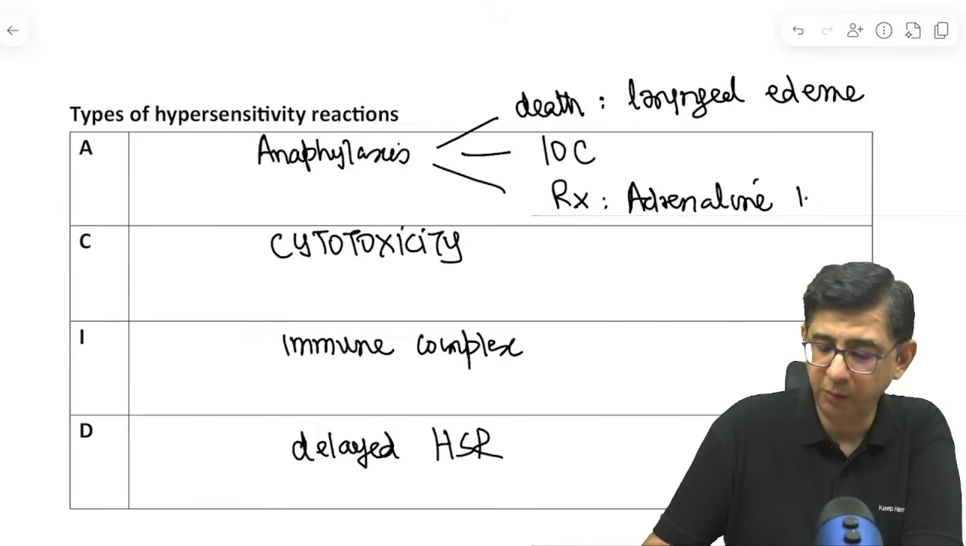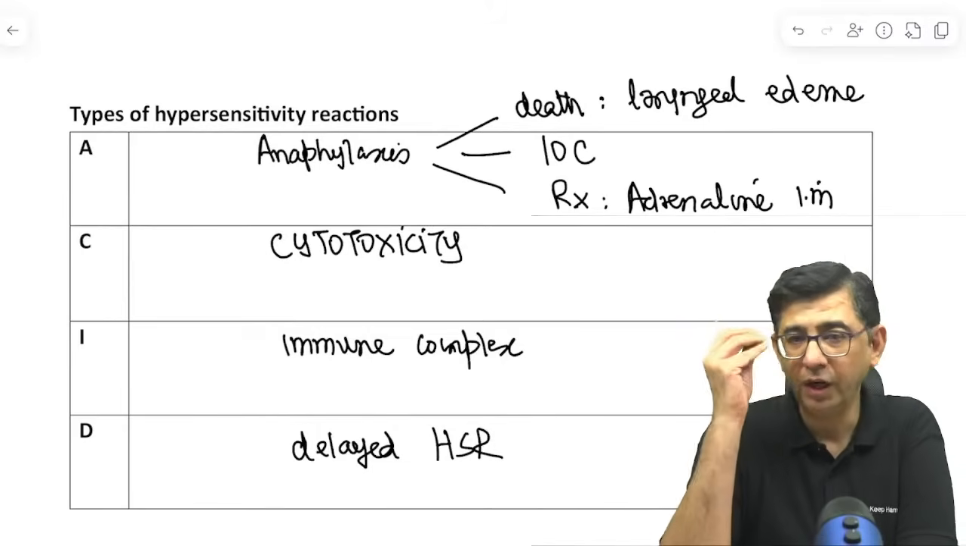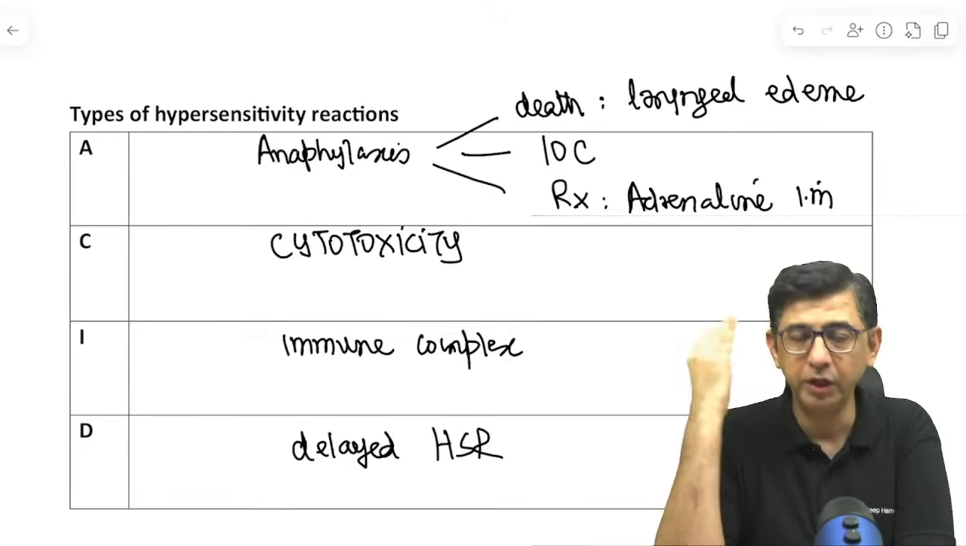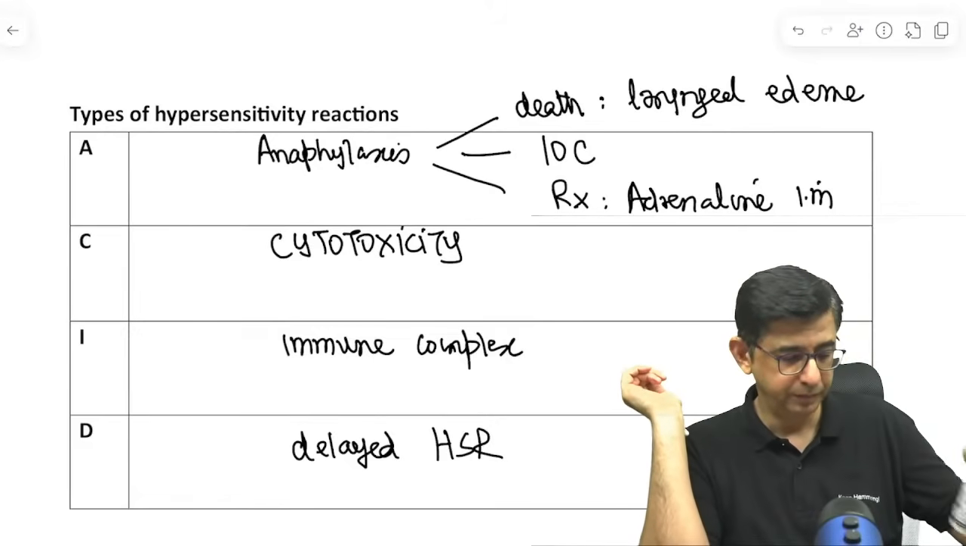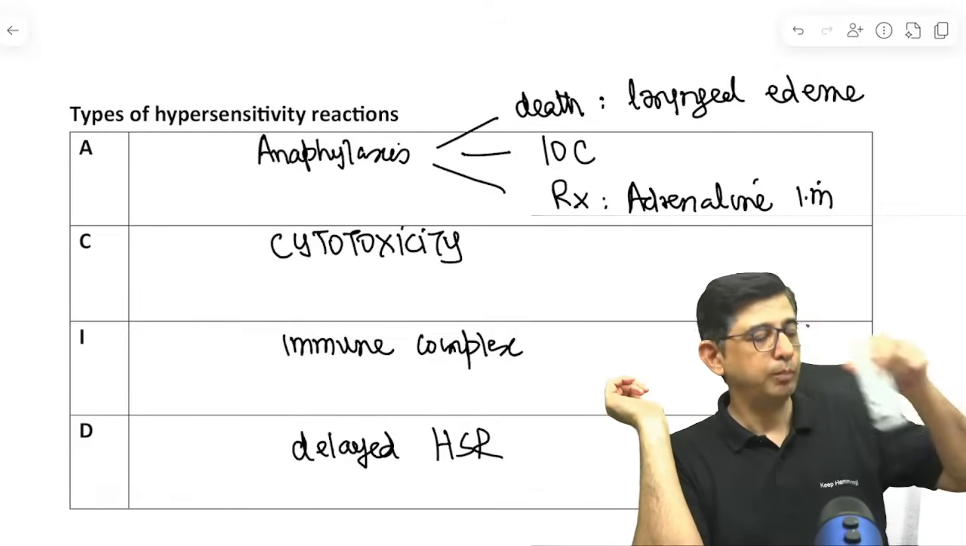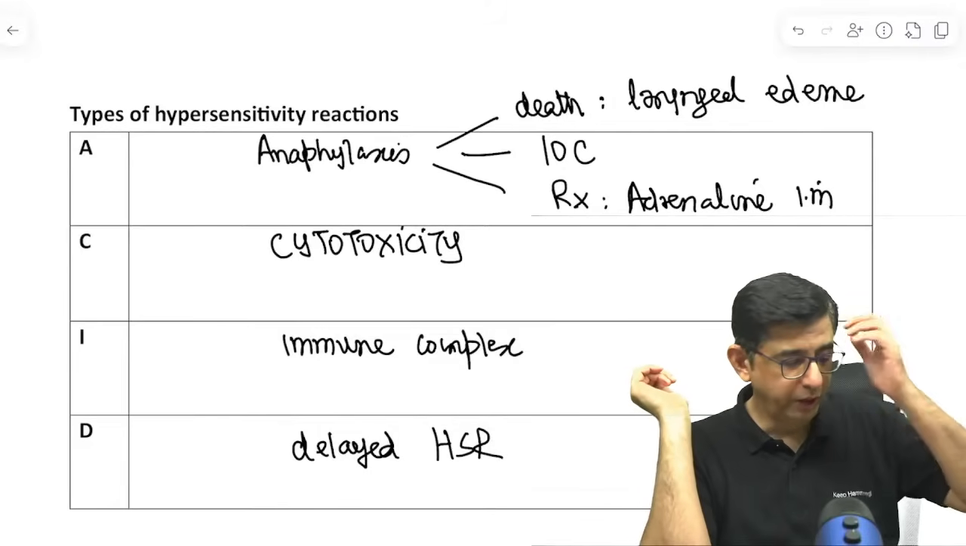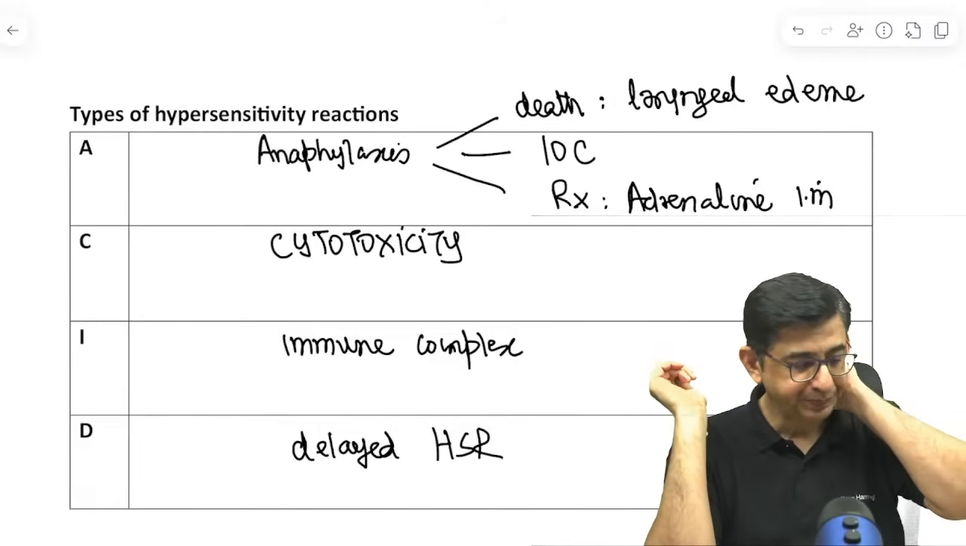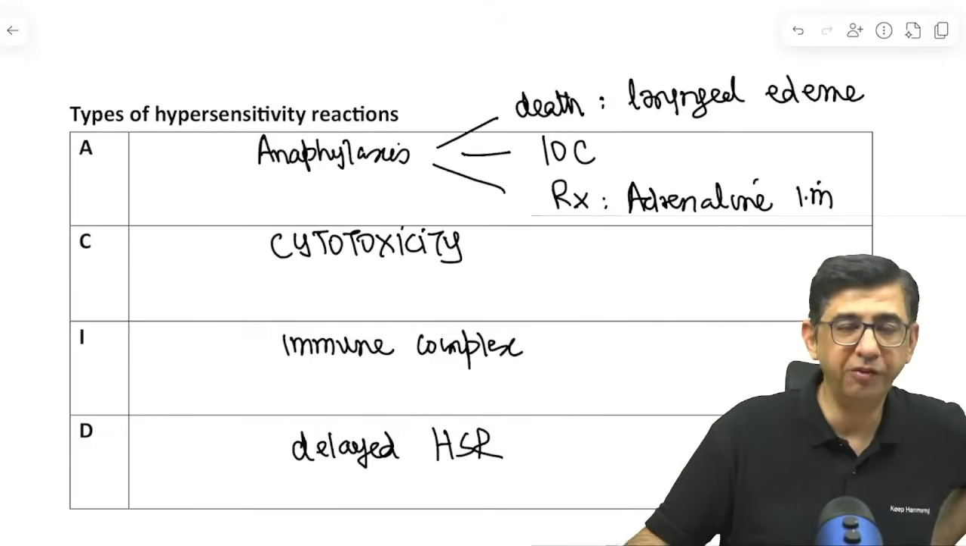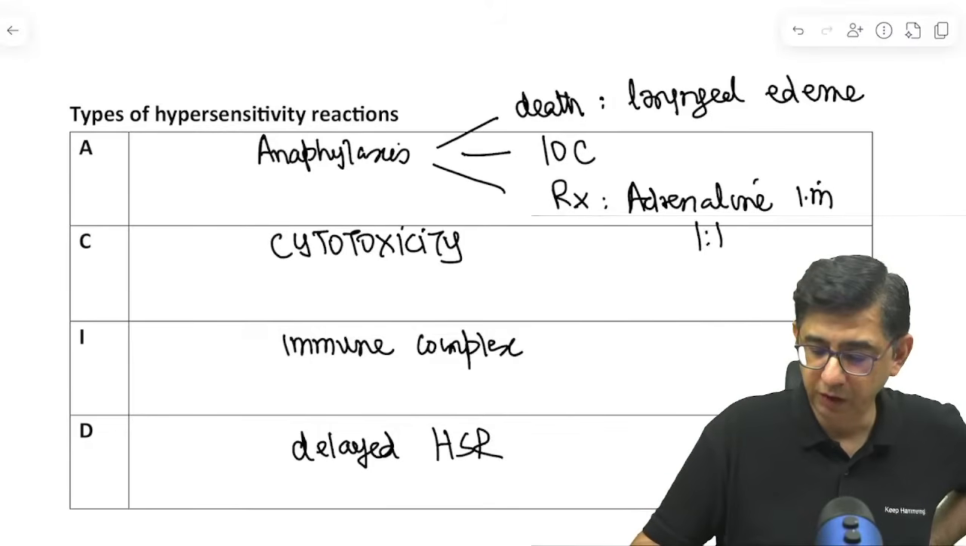Please comment in the chat box. Would you like to give it undiluted, or would you like to dilute it to 1:10,000? Would you like to dilute it or give it undiluted? Yes, 0.5 milligram would be given. It would be 1:1000 concentration.